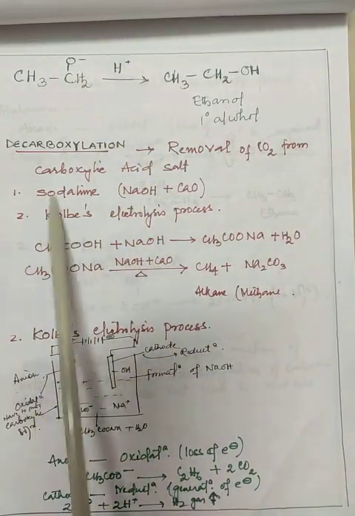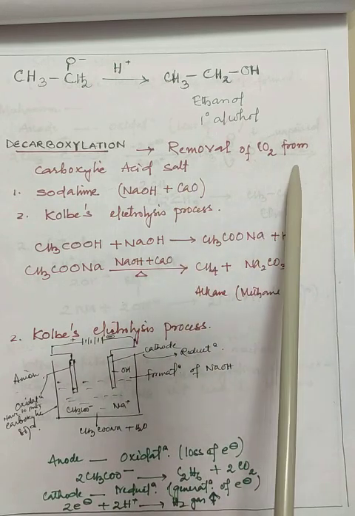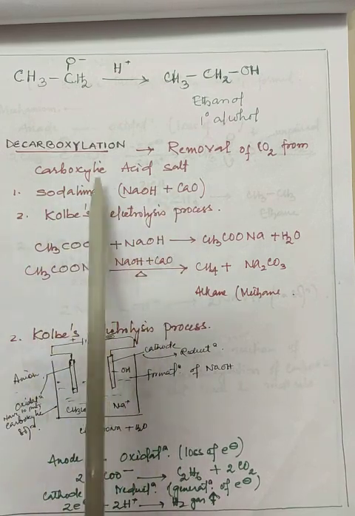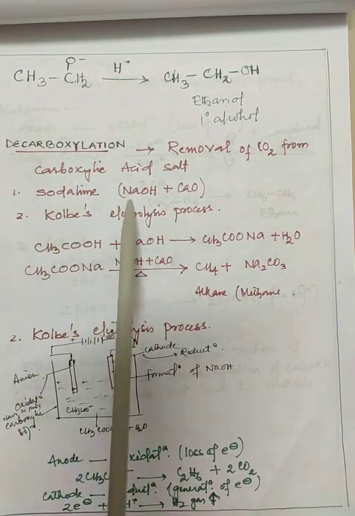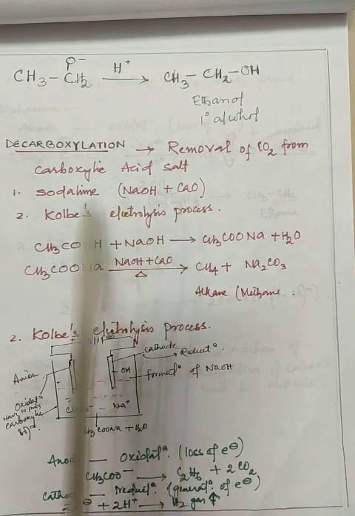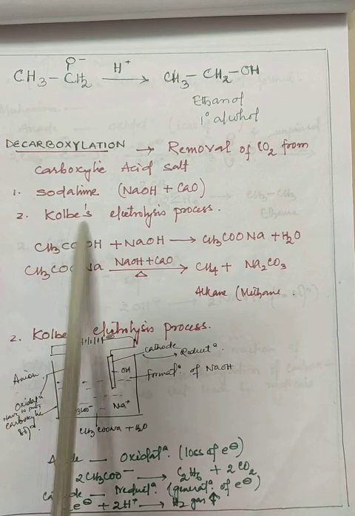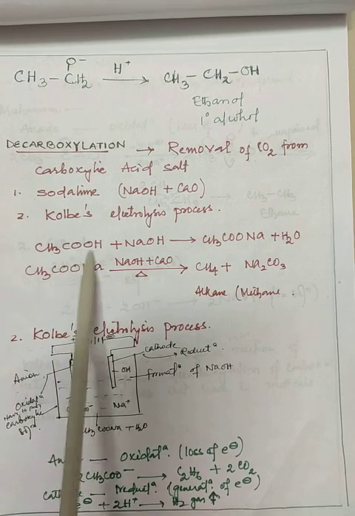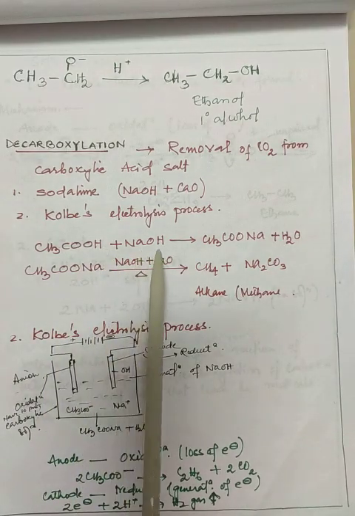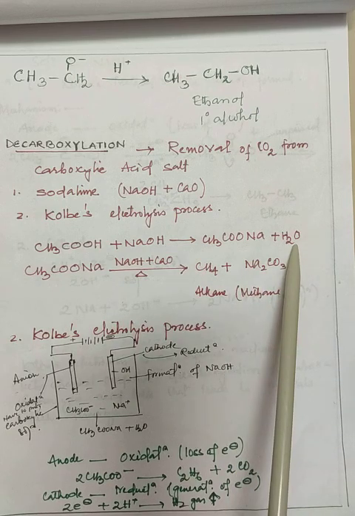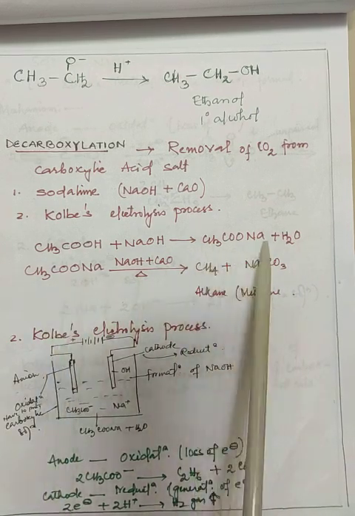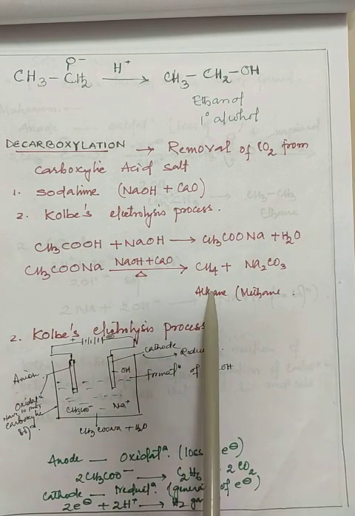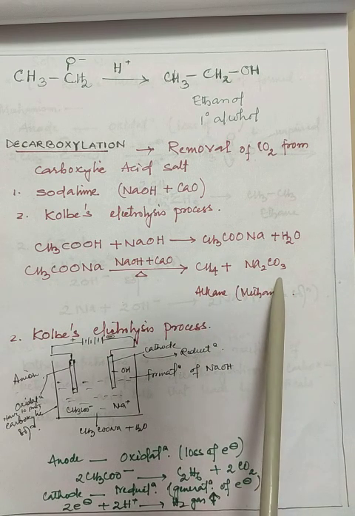Now next is decarboxylation, that is the removal of carbon dioxide from the carboxylic acid salt. When we do decarboxylation reactions, we need soda lime, that means sodium hydroxide and calcium oxide, or number two, that is called the Kolbe electrolysis process. Now we just see the first one: acetic acid, we react with soda lime, that means sodium acetate along with water we will get. Then this product again we react with soda lime by giving heat, then methane, that is an alkane, along with sodium carbonate.